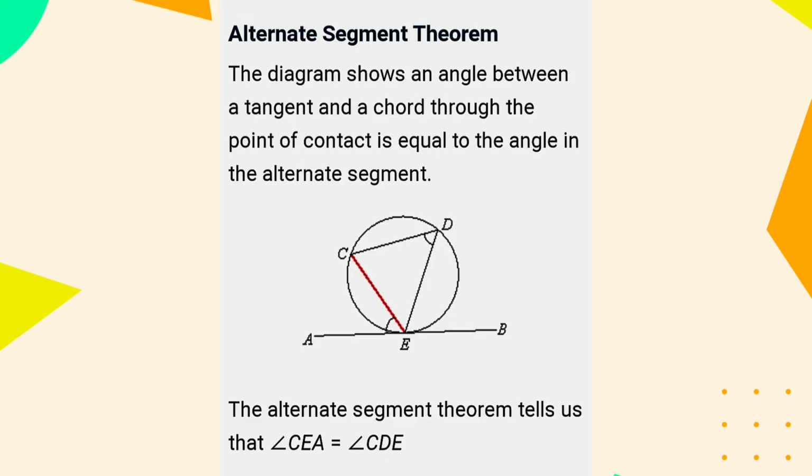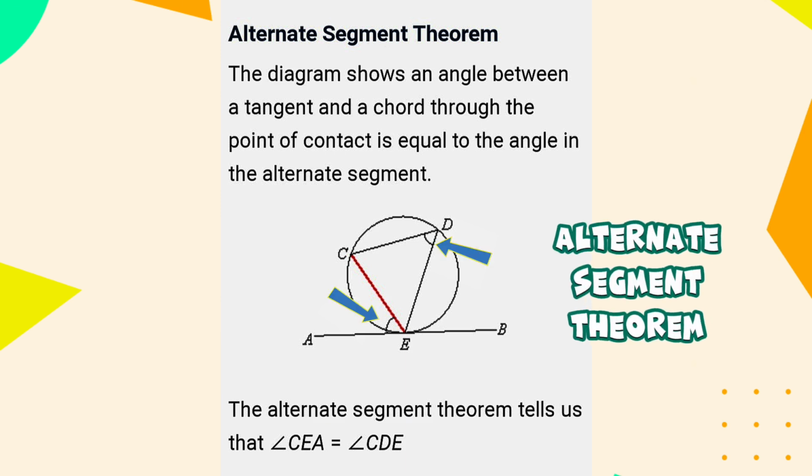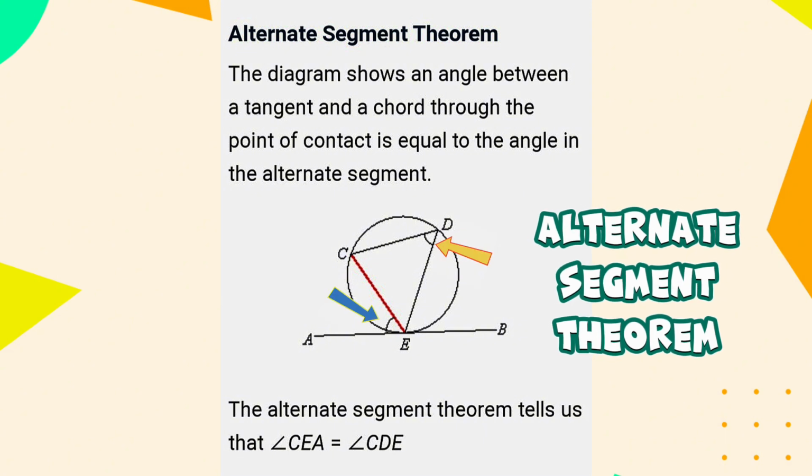This diagram shows an angle between a tangent AB and a chord CE through the point of contact E. This angle CEA is equal to the opposite interior angle CDE. We remember this rule as the alternate segment theorem.